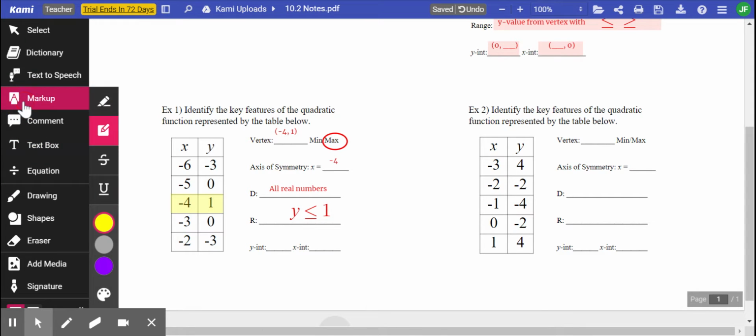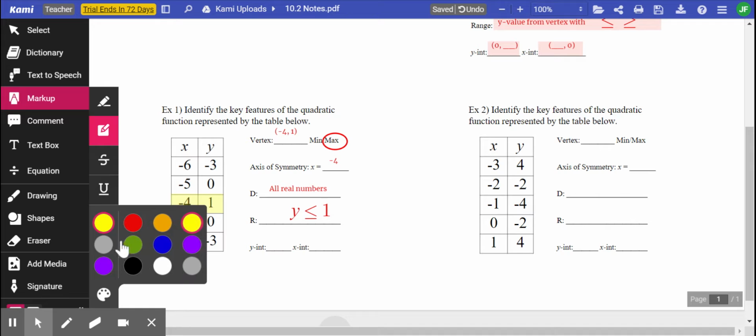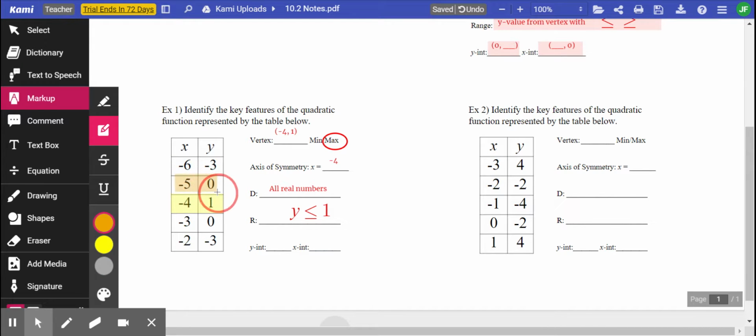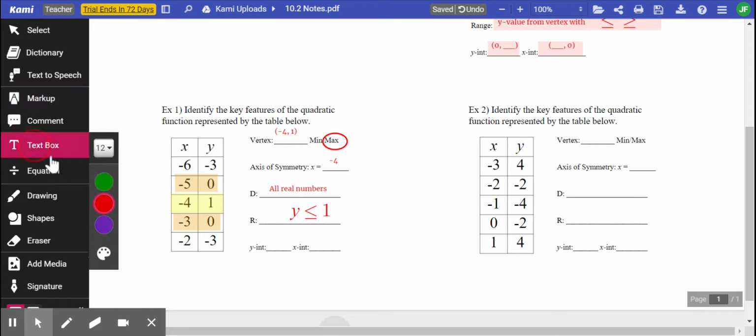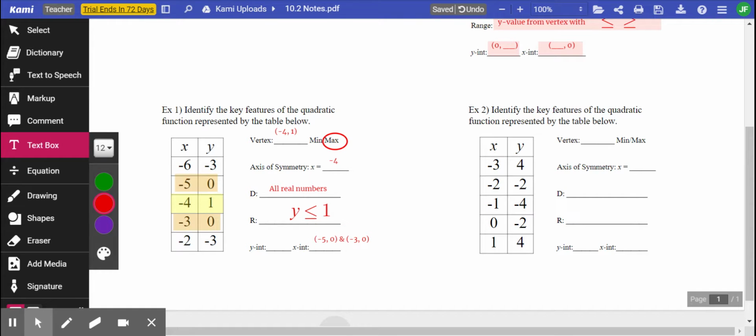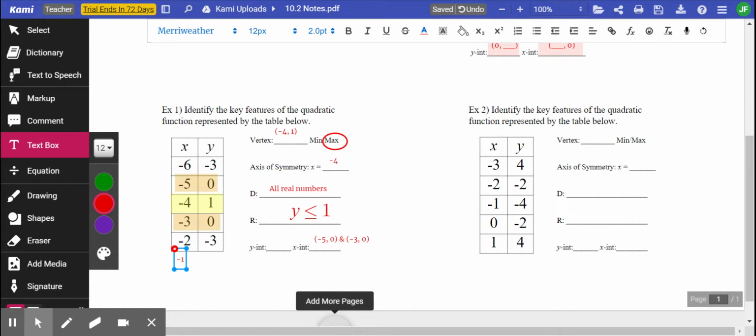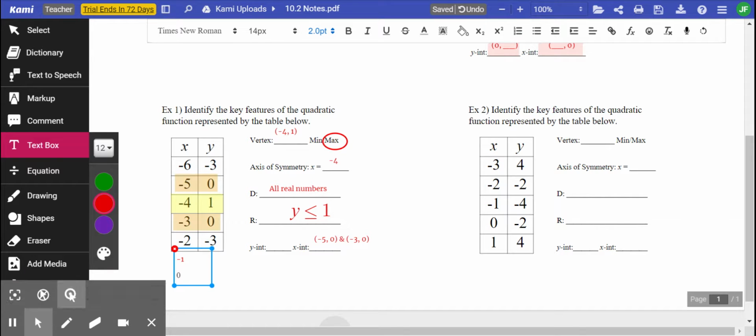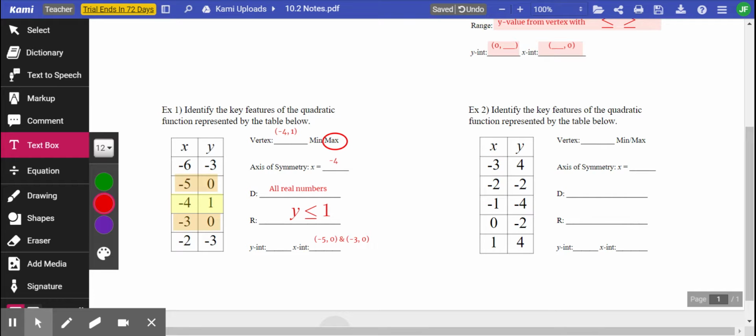Okay, and then for our x-intercepts, we're going to go ahead and find where our y is 0. So there's 1 there and 1 there. So -5, 0, and -3, 0. And then for our y-intercept, I'm actually going to continue my table because I need to get to a 0 here. Actually, I'm not going to have you do that. It's not in the table, so we're going to forget that one there.